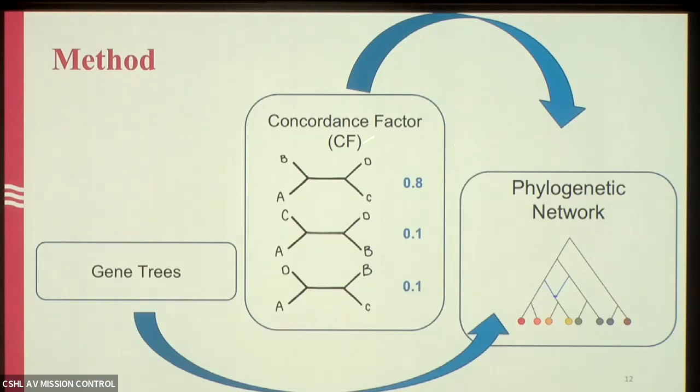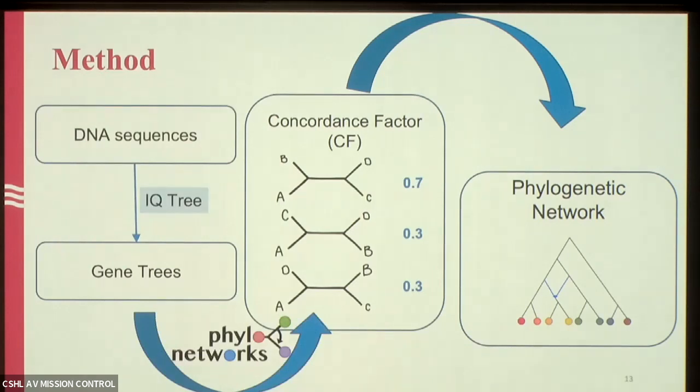Before I explain what a concordance factor is, I want to emphasize that our method can also take other input data like DNA sequences and gene trees. We can estimate gene trees from DNA sequences using methods like IQ-TREE. And from the gene trees, we can get the concordance factor table using the Julia package PhyloNetworks. So our method can use DNA sequences and gene trees as input, and we will convert them into concordance factors for our method.